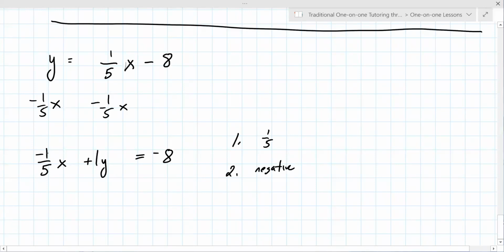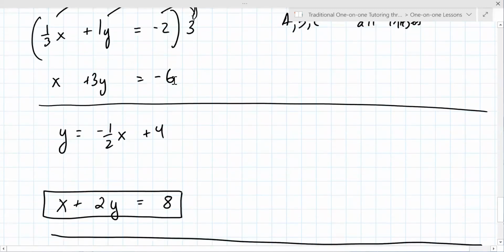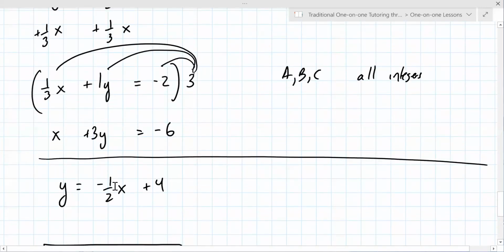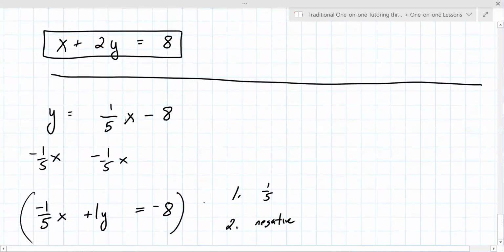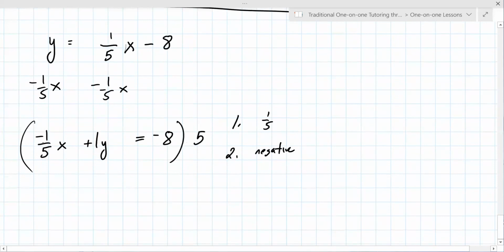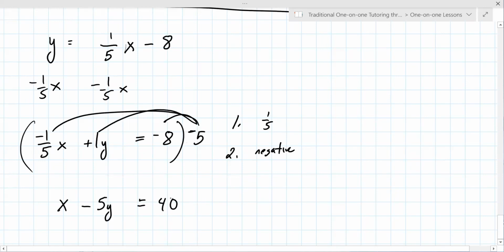So if it was positive 1/5, what would you multiply by? Like you would up here, you multiplied by 3 because it was 1/3. Here you multiply by 2 because it was 1/2. Here you're going to multiply by 5. But because it's negative out in front, you actually multiply by -5. So you multiply all three of these by -5. So it's x minus 5y equals 40.